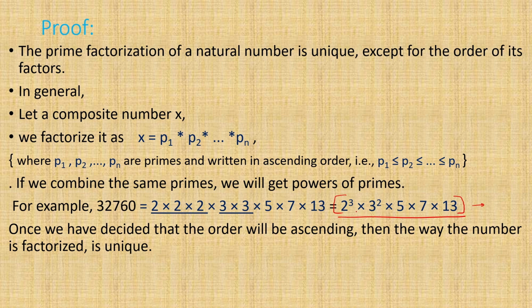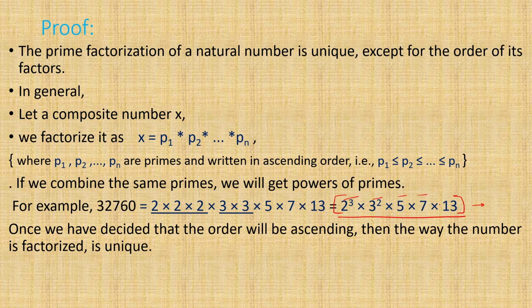That means the only possible prime numbers that are factors of that composite number are only these: 2 cube, 3 square, 5, 7, 13. Other than this, no other prime number can be a possible factor of 32760. This is the unique factorization of 32760.